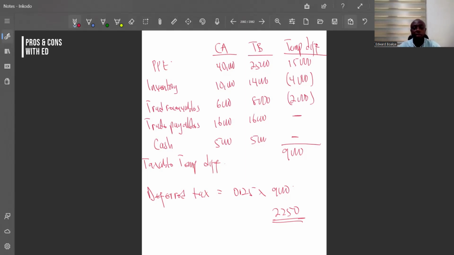So this is a simple illustration on IAS 12, income taxation, focusing on deferred taxation. So what I will do is we will end it here. In our subsequent videos, we will talk about how to account for both the current taxes and the deferred taxes in our financial statement.